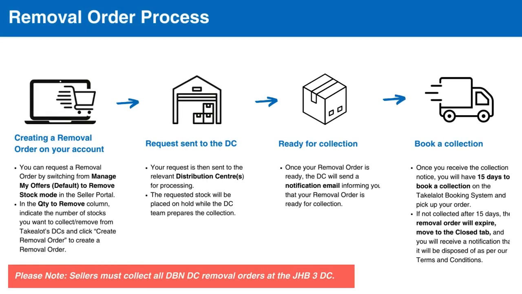Once you've created a removal order request on your seller portal, the DC will process your order. Once this is ready, you will receive a collection notice via email. You will then have 15 days to book a collection on the booking system and pick up your order. If you fail to collect within 15 days, the DC will dispose of your stock as per terms and conditions.